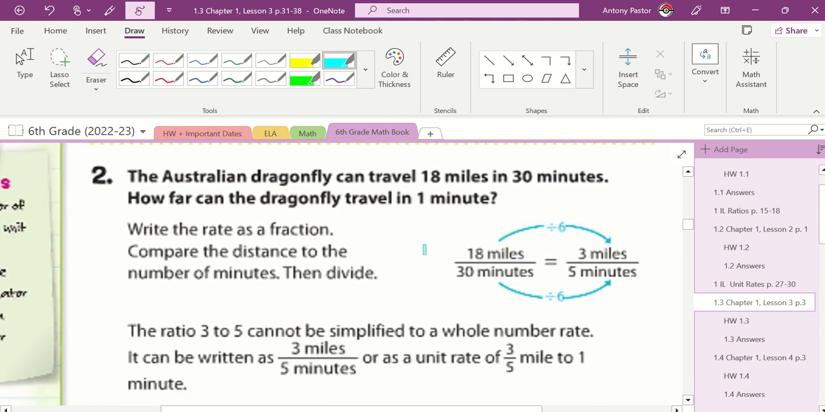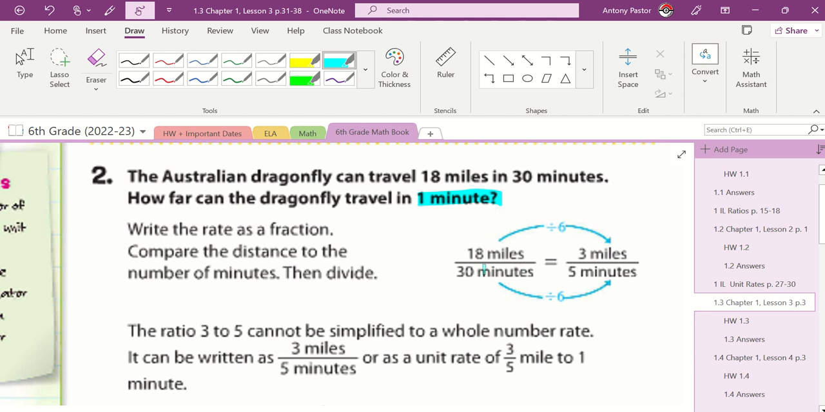The Australian dragonfly can travel 18 miles in 30 minutes. How far can the dragonfly travel in 1 minute? They want us to find out 1 minute, so our unit needs to be 1. When we write the fraction, we put 18 miles over 30 minutes. I want the minutes on the denominator because we want to find out what 1 minute is, hence why minutes are the denominator.